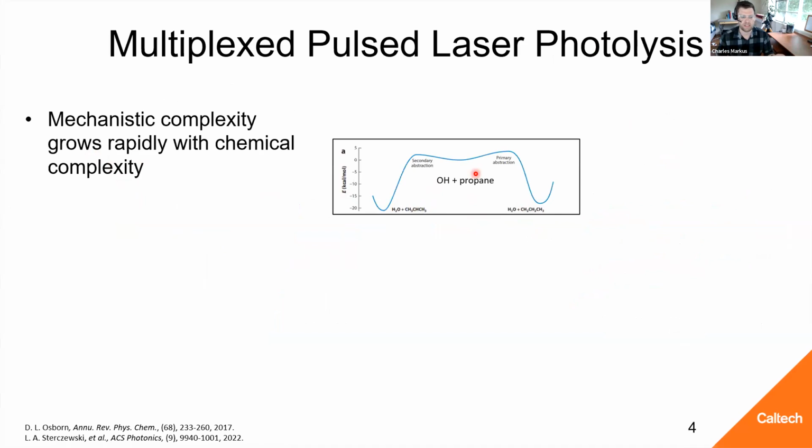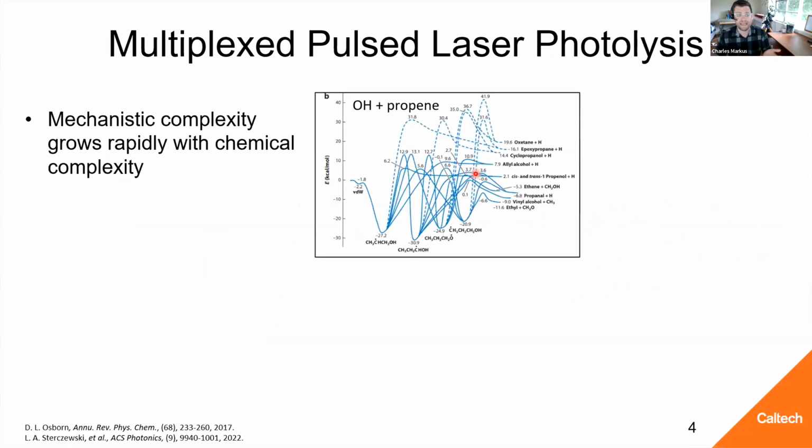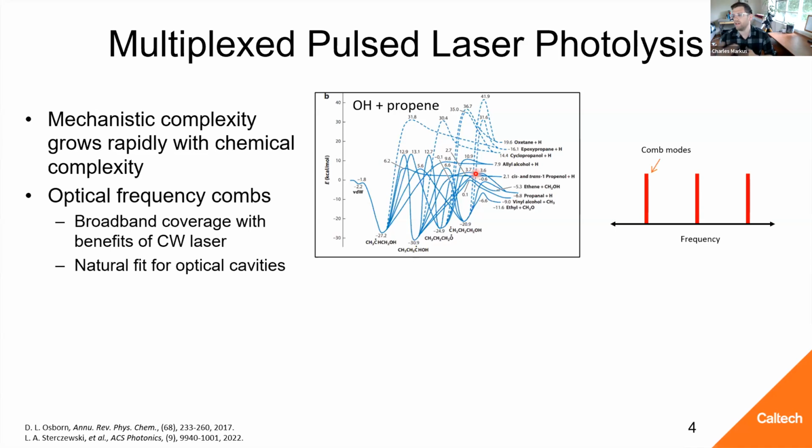And now if we increase this simply to OH plus propene, we have many different branching pathways, the option to both add and abstract from the molecule. And so now this is starting to become an intractable problem if you're really just measuring at a single wavelength or only measuring one molecule. And so this is what brought our interest towards using optical frequency combs, which combine these wonderful properties of being both broadband and a coherent source.